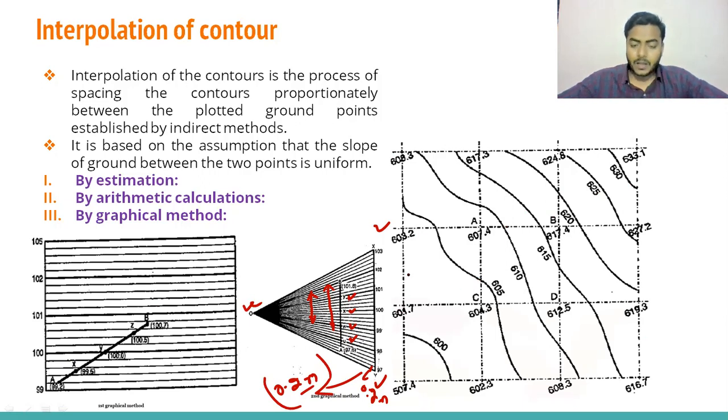When will we transfer? Once we make sure that this line AB is parallel to the line which is on the drawing sheet, on the drawing paper, then we can locate these points U, W, X, Y on this drawing sheet. So this is the second method. Generally, we use arithmetic calculation to do the interpolation.